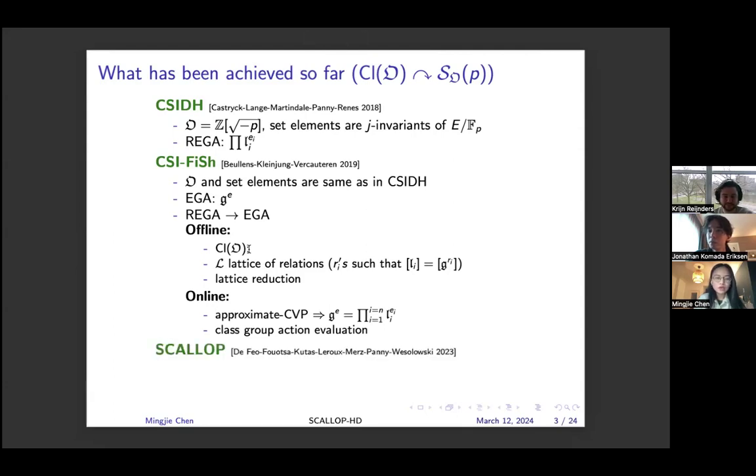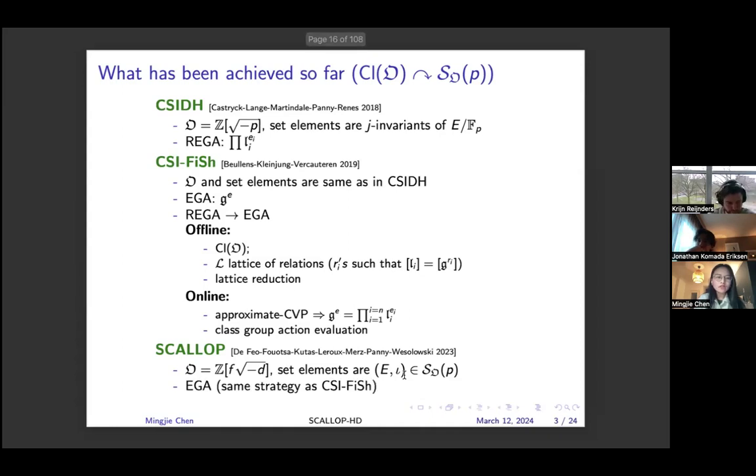To fix this issue, we had SCALLOP, which was proposed in 2023. The quadratic order they use is of a different shape. It's the order obtained by adjoining f times square root of negative d, where d is a small integer and f is a big prime. And set elements are oriented curves, but now we can no longer omit the orientation because it's not as obvious as Frobenius now. So we have to find ways to specify it. And this is also an EGA, using the similar strategy that was laid out in CSI-FiSh.